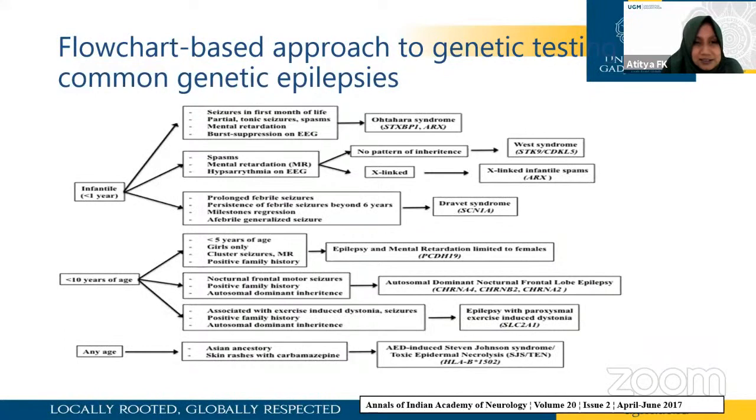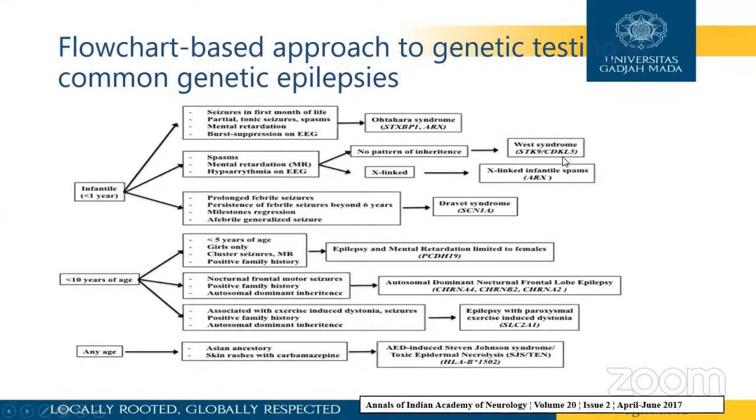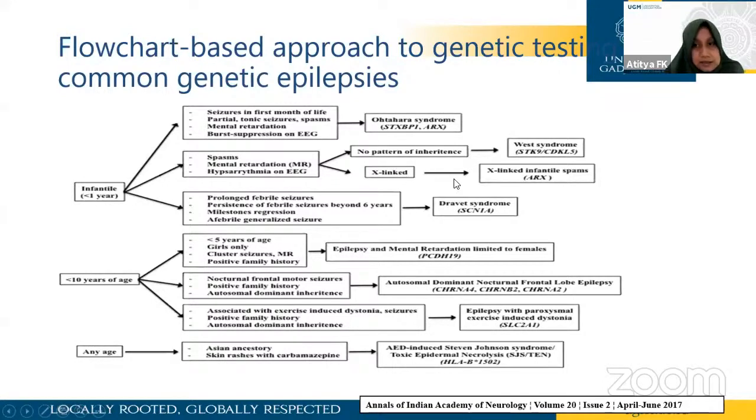Jadi ini sebagai gambaran, misalnya pada pasien infantil kurang dari 1 tahun, ada spasme, kemudian retardasi mental, dan hipsaritmia pada EEG. Nah, kita bisa lihat kalau tidak ada inheritance, maka kita curiga itu adalah West syndrome. Tapi kalau diturunkan secara X-linked, kita curiga X-linked infantile spasm.